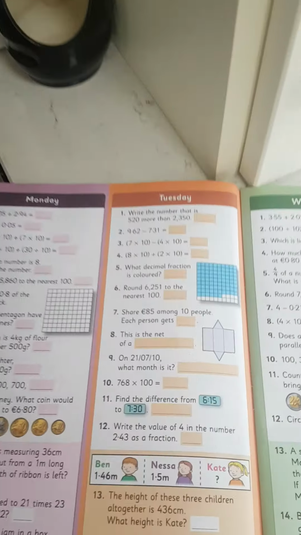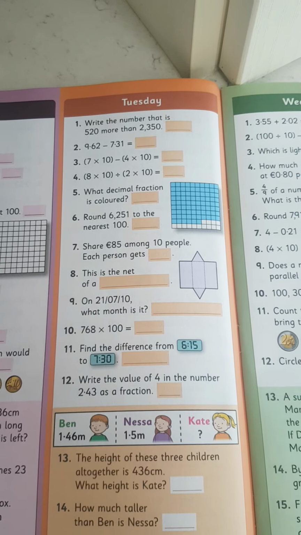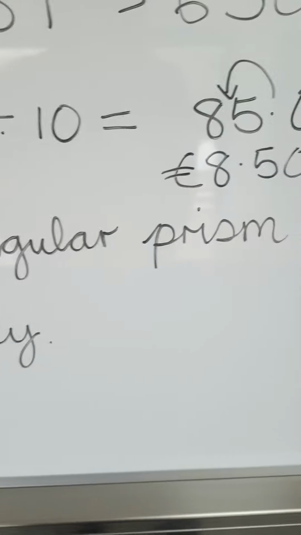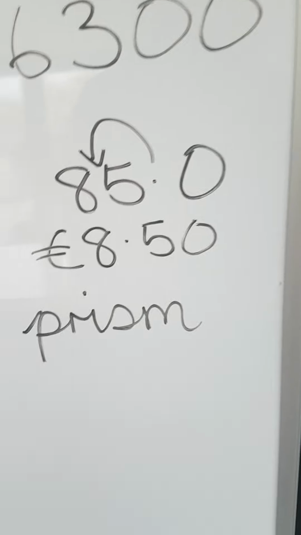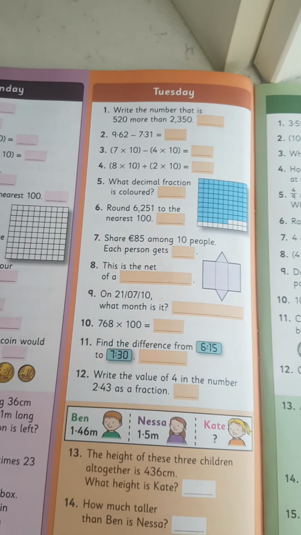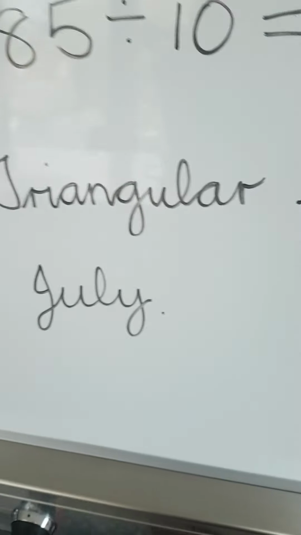Now the next one is the net of that shape. So if I folded that up for question 8, it would give me a triangular prism. So the answer is triangular prism for question 8. Number 9, on the 21st of the 7th, what month is it? So the 7th month of the year would be July.